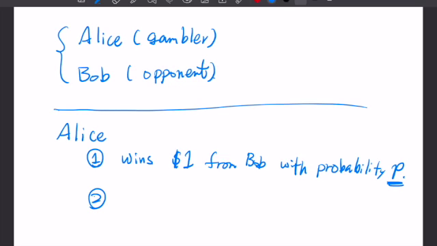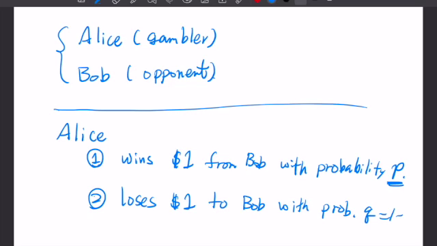And the other possibility is Alice loses $1, say. It can be €1, yen, or whatever. Alice loses $1 to Bob with probability q, which is 1 minus p. So these are the only possibilities.